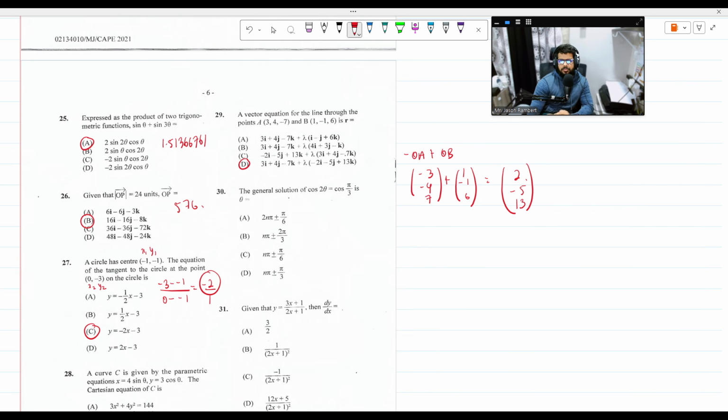General solution. So 2 theta is equal to 2 n pi plus or minus pi on 3. Divide everything by 2: n pi plus or minus pi on 6. C.